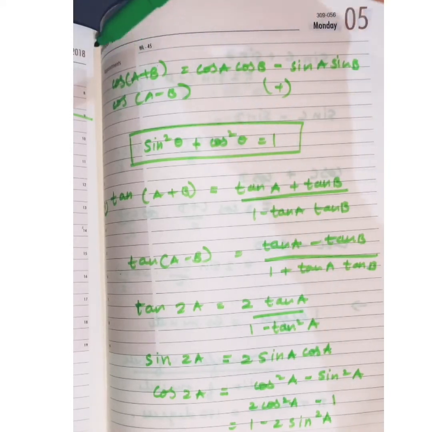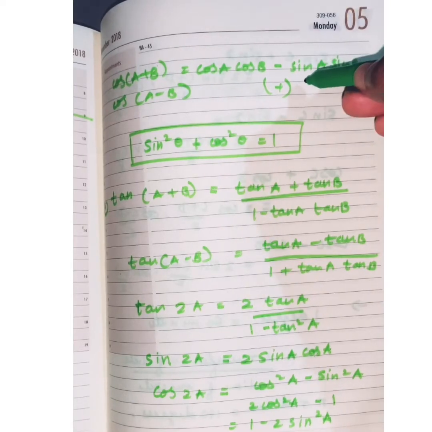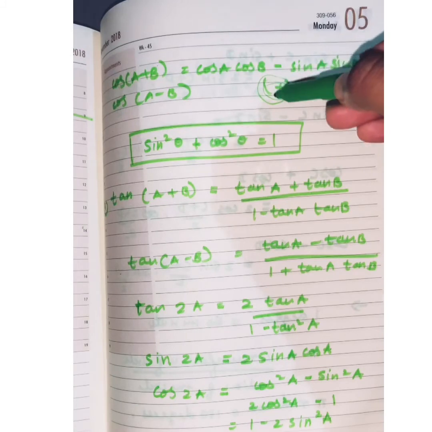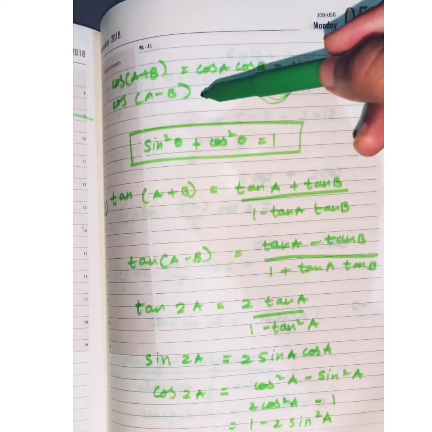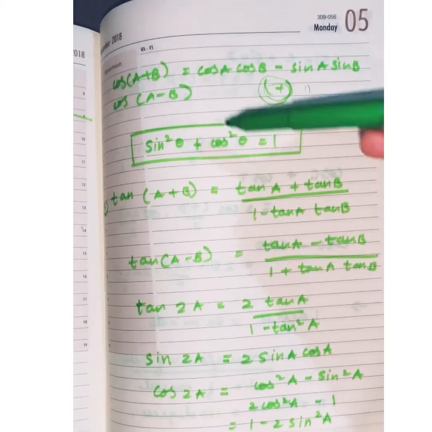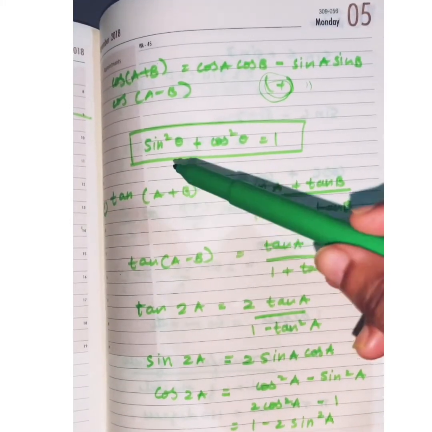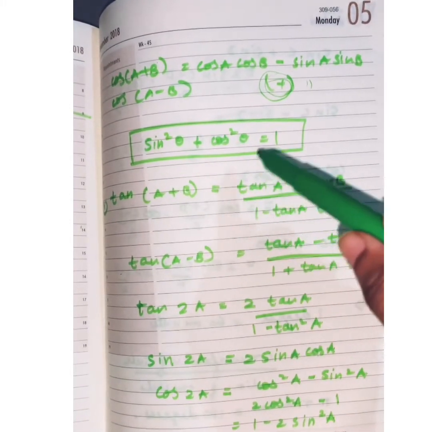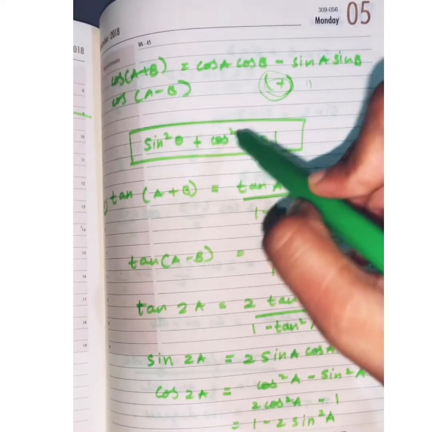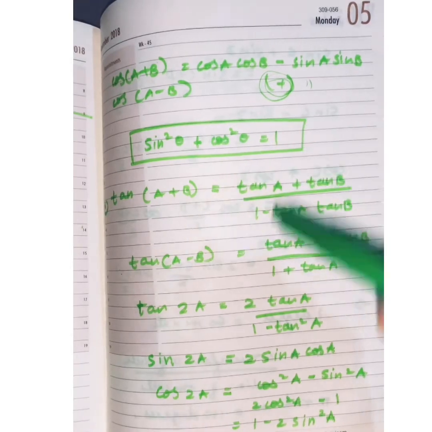And similarly for the cos A minus B, the formula comes the same, only the sign changes. Minus and plus will be coming for cos A minus B: cos A cos B plus sin A sin B. And the important condition you have to know is sin square theta plus cos square theta is equal to 1. Whenever you see this condition, it will be equal to 1.